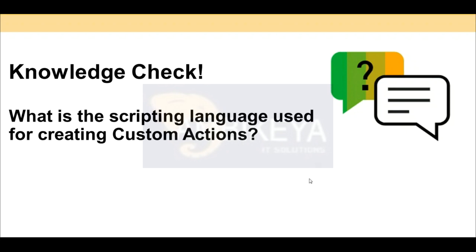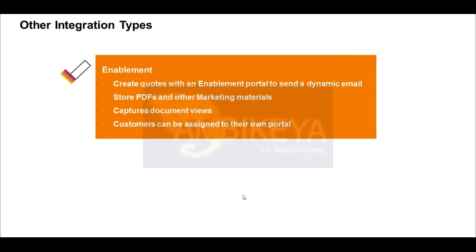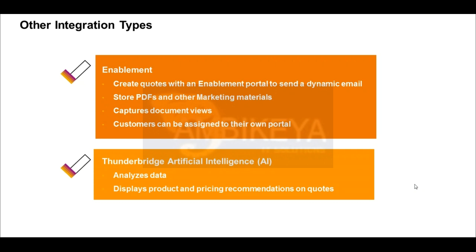So we have enough time here to cover one more quick topic, and I just want to give you a little bit of an overview of other types of integration that I haven't really talked about yet. There are a couple of other SAP Sales Cloud products that came over with the new suite. One of them is called Enablement, which is a portal and document storage application. It's a very nice tool that would allow a sales team, for example, to assign each customer to their own portal where they can see all their quotes and opportunities, as well as PDFs and marketing materials. Basically, Enablement is a sales enablement tool.